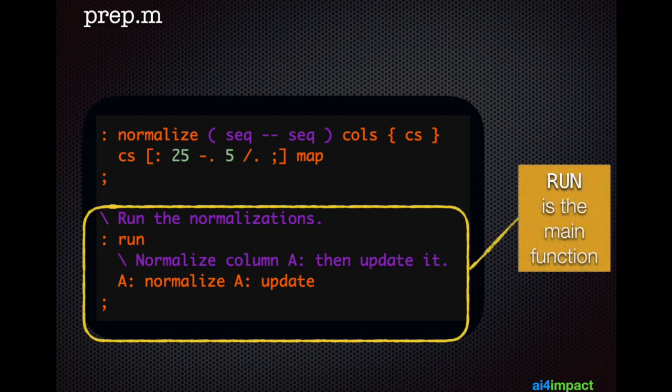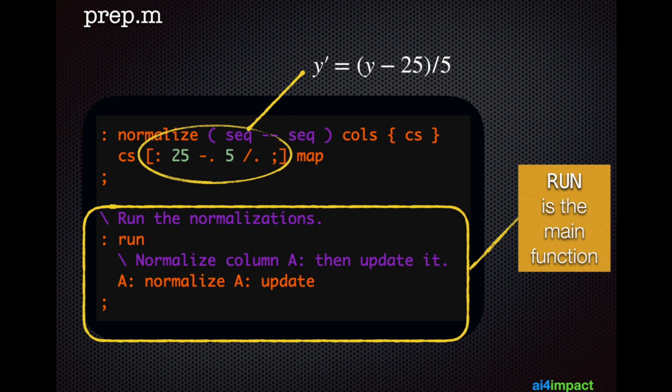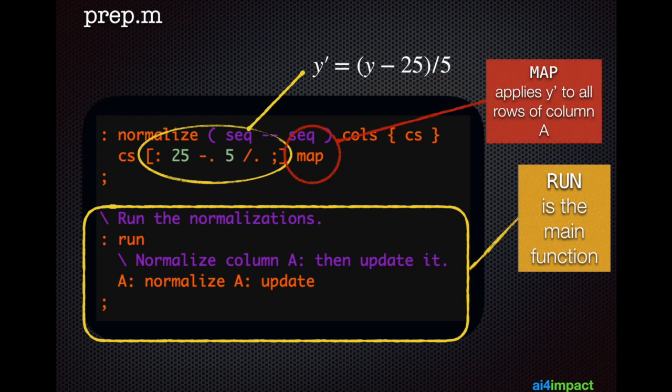Run is the main function, and it calls the normalization. In this case, the normalization is simply y minus the mean, which is 25, and divided by the SD, which is 5. The map applies this to all rows of column A.